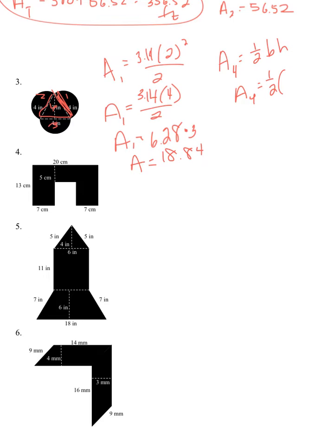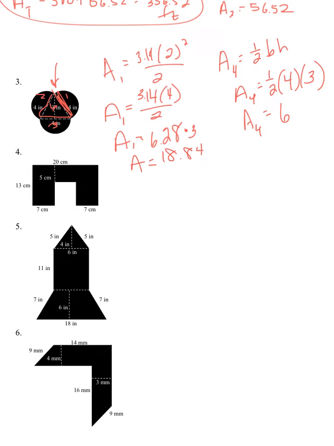So the base of my triangle, you'll notice, is 4. And then the height of my triangle is that perpendicular distance in the center. You can see it's that dotted line, which is labeled as 3. So 1/2 base times height. So the area of part 4 of my triangle is 1/2 times 4, which is 2, times 3, which is 6.